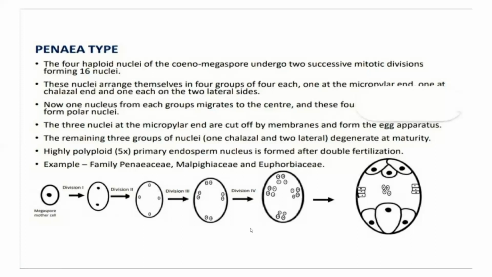So this is the Penaea type. The megaspore mother cell undergoes meiotic division and forms 4 nuclei. The 4 nuclei undergo 2 mitotic divisions and form 16 nuclei. These are arranged in a 4 plus 4 plus 4 plus 4 manner, at the 4 ends of the developing embryo sac.